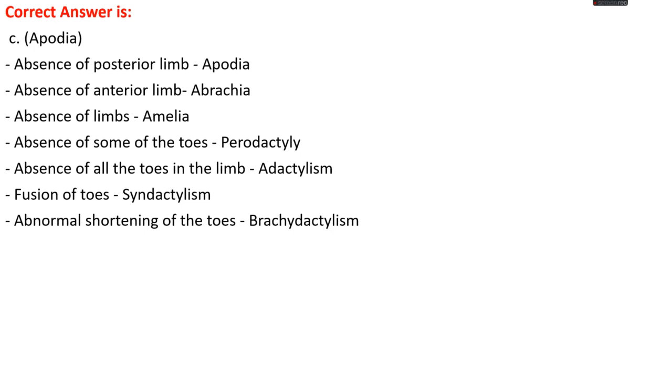Absence of the anterior limbs is known as abrachia. Absence of the limbs is known as amelia. Absence of some of the toes is known as perodactyly. Absence of all toes in the limbs is known as adactylism. Fusion of the toes is known as syndactylism. Abnormal shortening of the toes is known as brachydactylism.